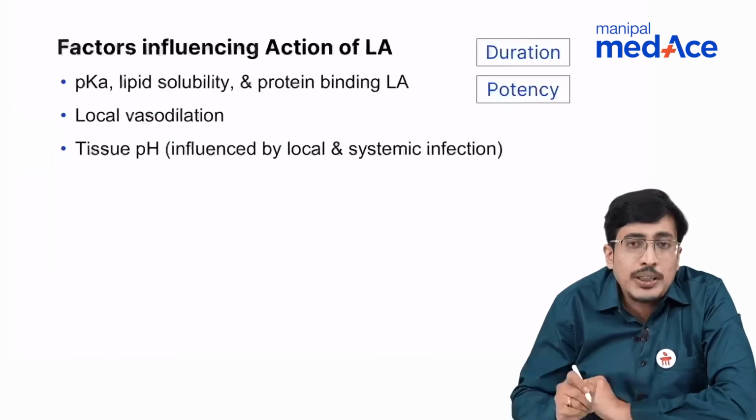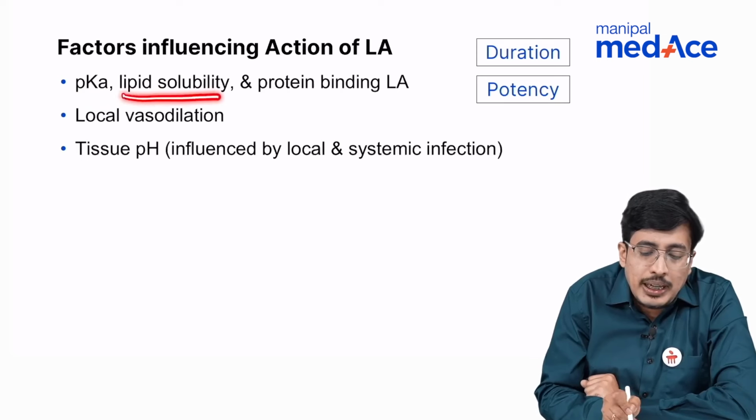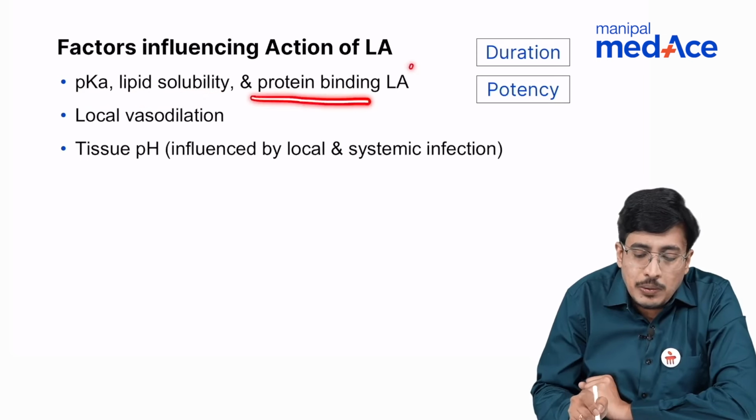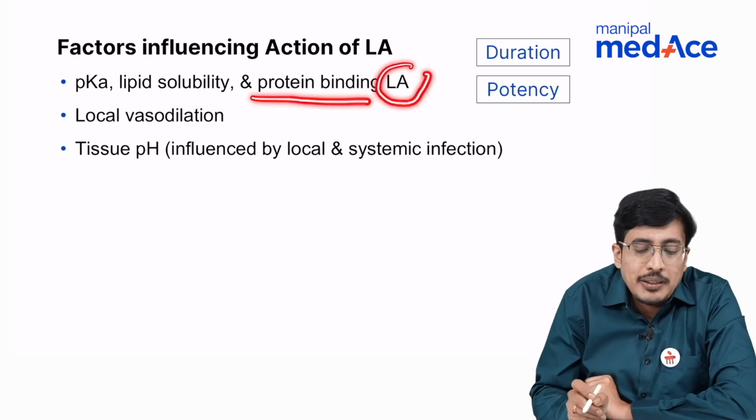What are the factors that influence the action of local anesthetic? The pKa value, the lipid solubility and the protein binding ability of the local anesthetic will decide the potency and the duration of action of local anesthetic. Local vasodilation will enhance the action of local anesthetic. It will allow the local anesthetic to be there for a longer duration, thereby increasing its action.